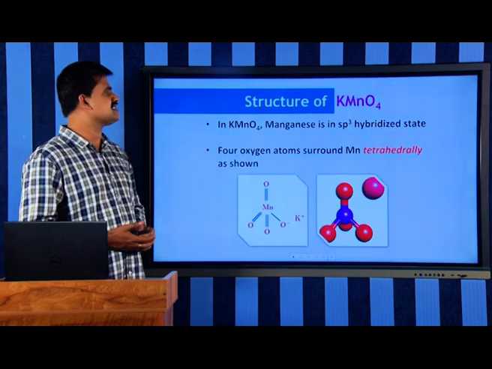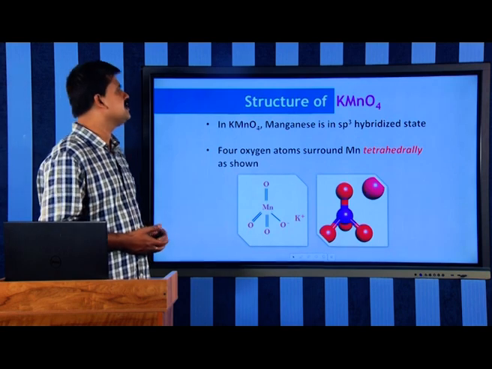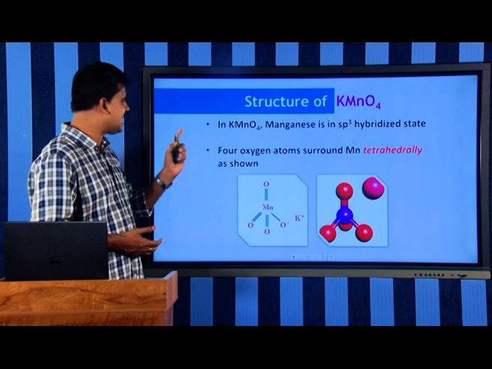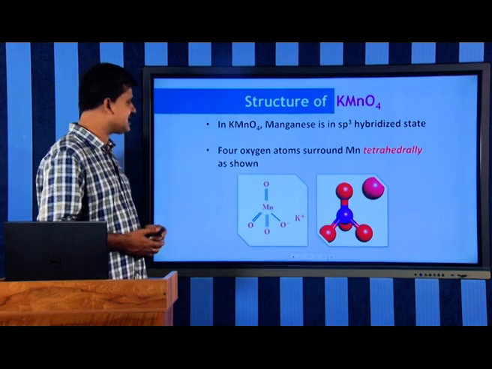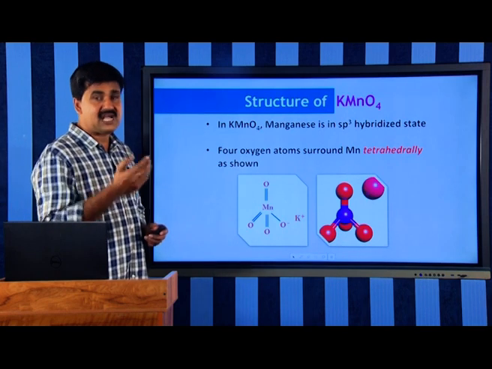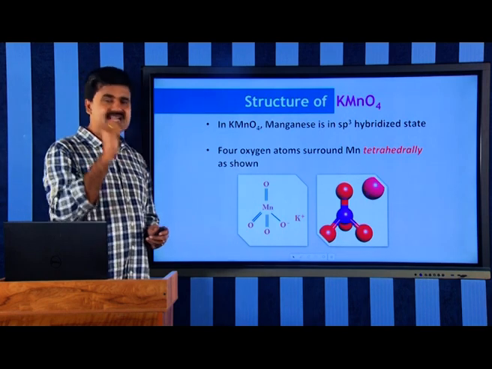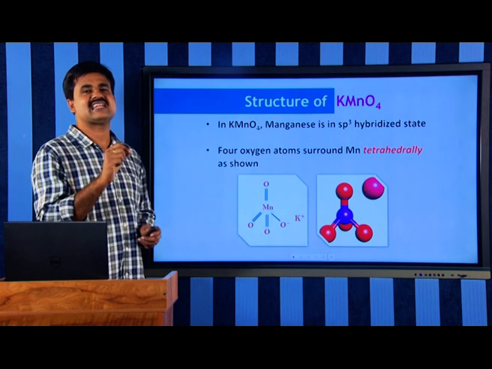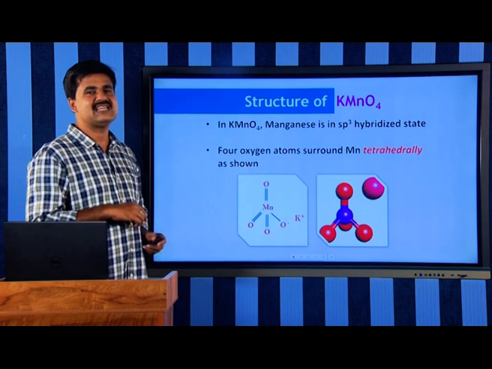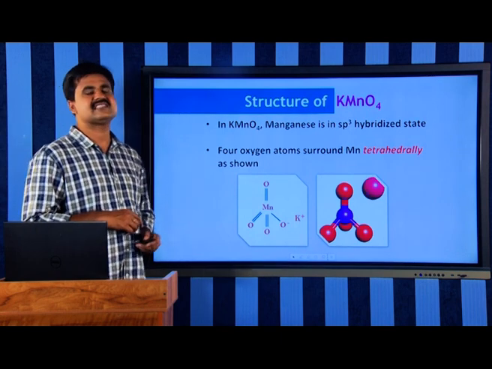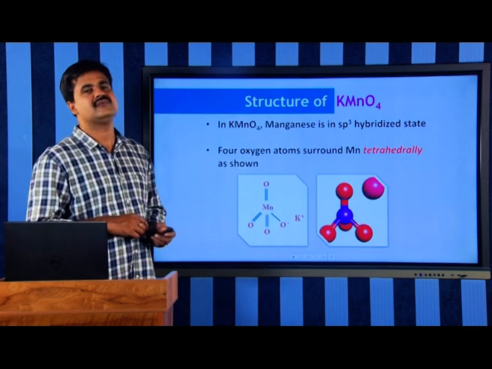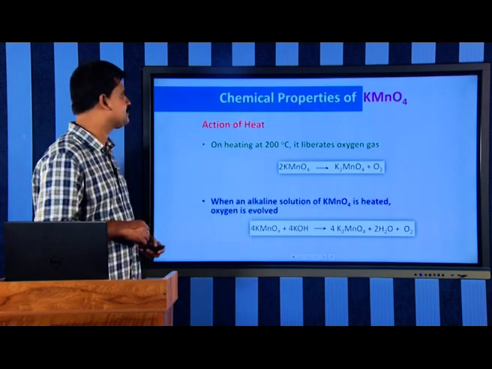Then regarding the structure of KMnO4, the central atom manganese is sp3 hybridized, hence tetrahedral arrangement, that is, the 4 oxygen atoms of KMnO4 are tetrahedrally arranged around the central atom manganese with the bond angle nearly 109 degree 28 minutes. The second picture is the ball-and-stick model. The first one is the bond line representation of potassium permanganate.